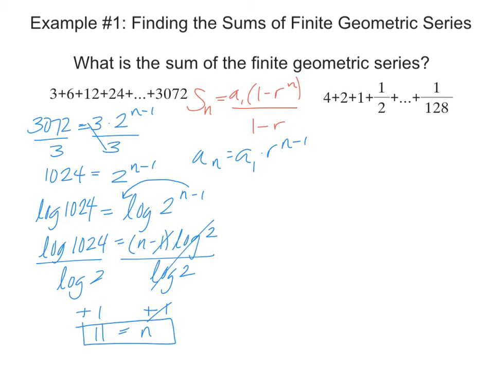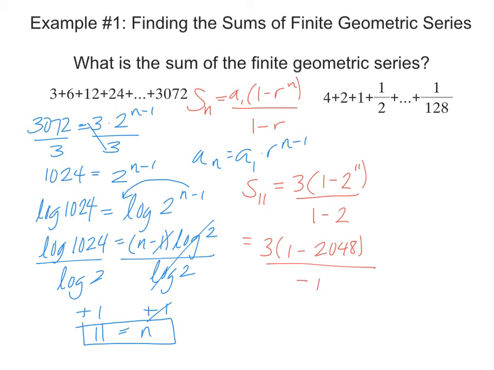Okay, so S sub n now is S sub 11 is equal to our first value, which is 3, times 1 minus the rate. Our rate is 2, right? Because it was times 2 every time. 2 to the 11th power over 1 minus 2. Okay, so if we keep going, that'll be 3 times 1 minus 2 to the 11th, which is 2048, over negative 1. That's still going to be 3 times negative 2047 divided by negative 1. So our answer is going to be, as a final answer, 6,141.